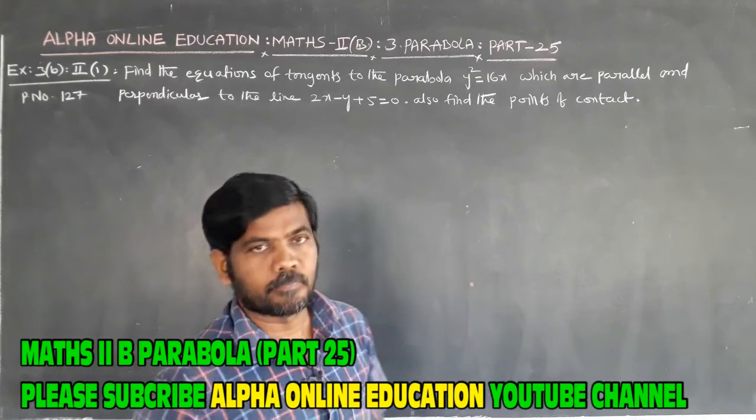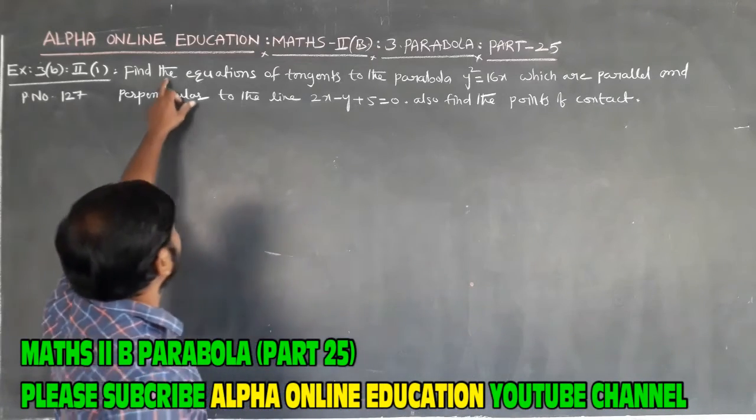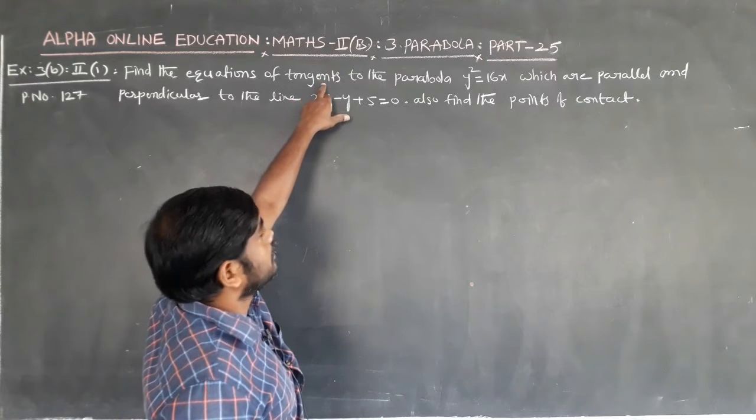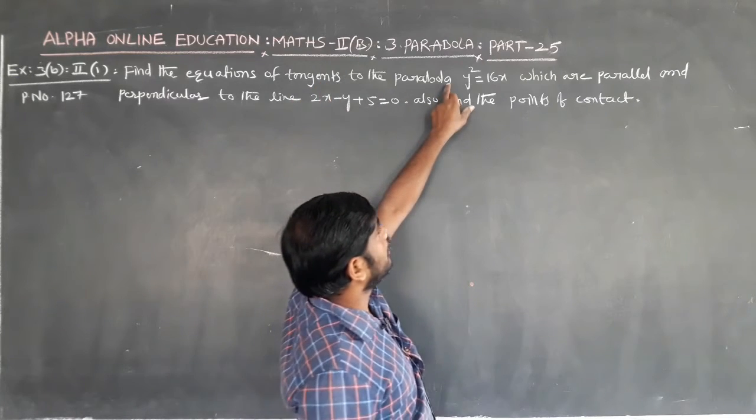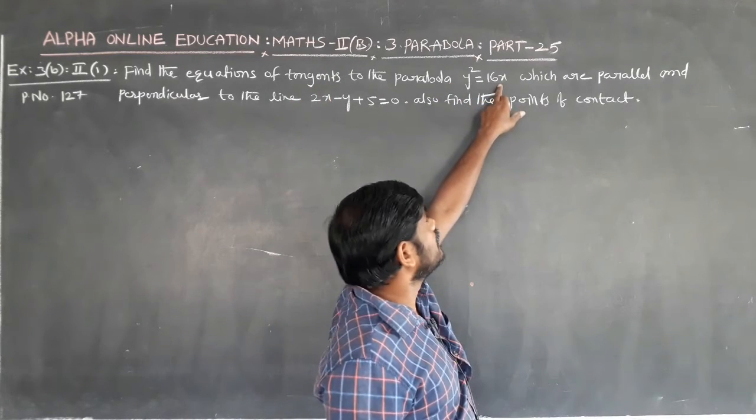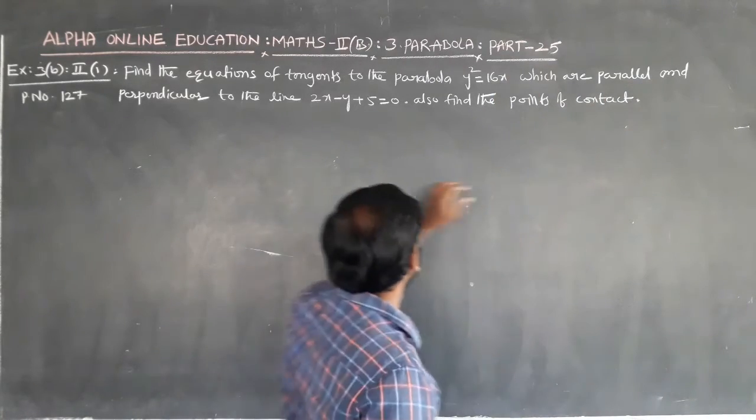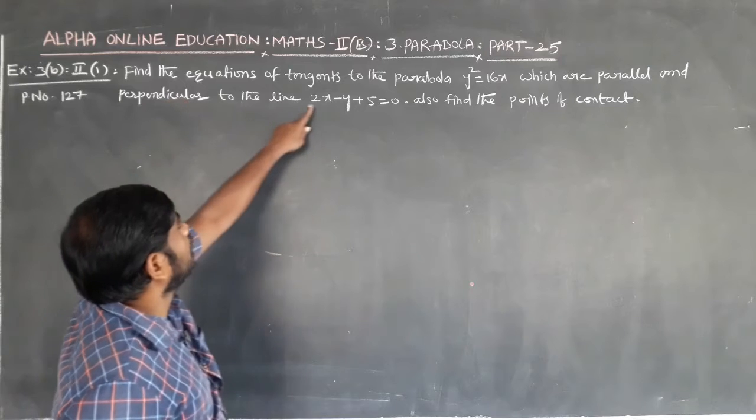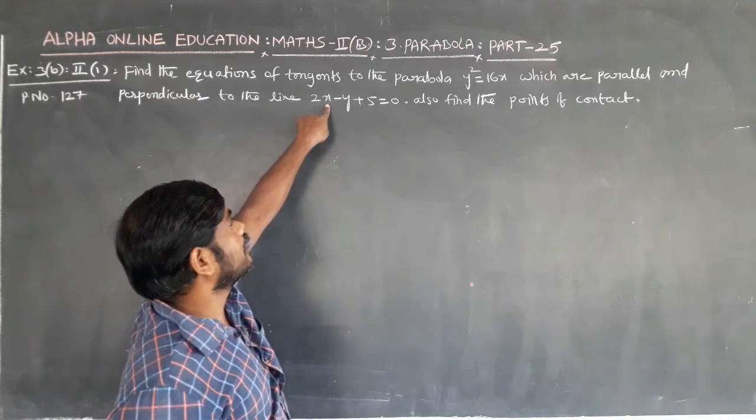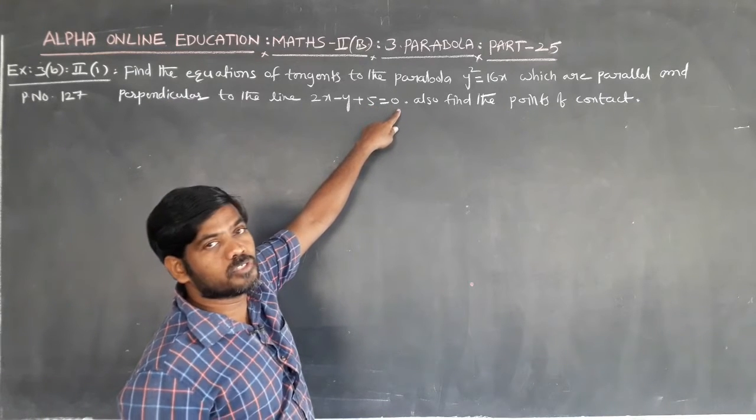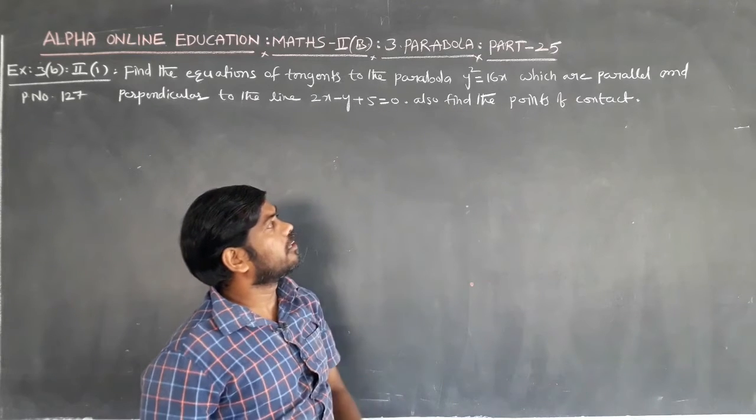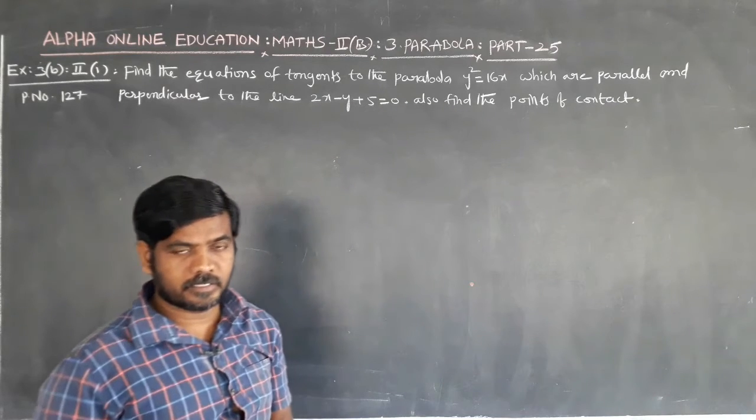Second bit, first problem. Find the equations of the tangents to the parabola y square is equal to 16x which are parallel and perpendicular to the line 2x minus y plus 5 is equal to 0. Also find the points of contact.